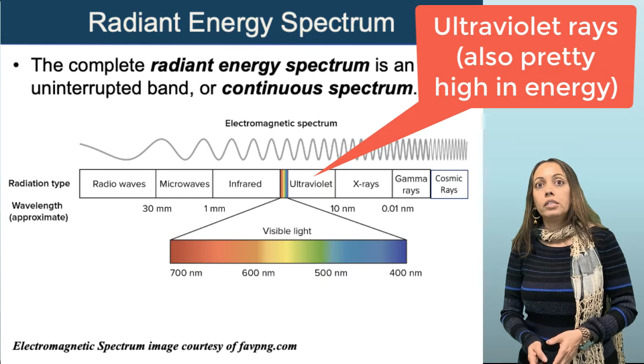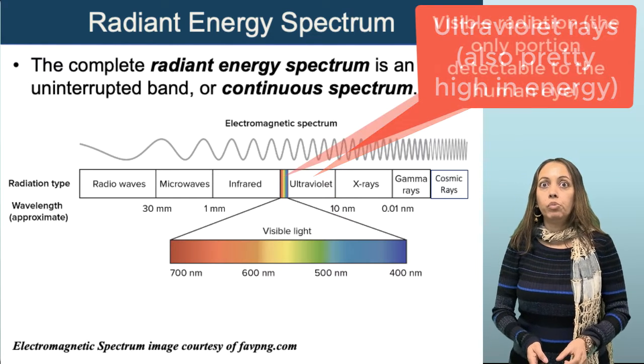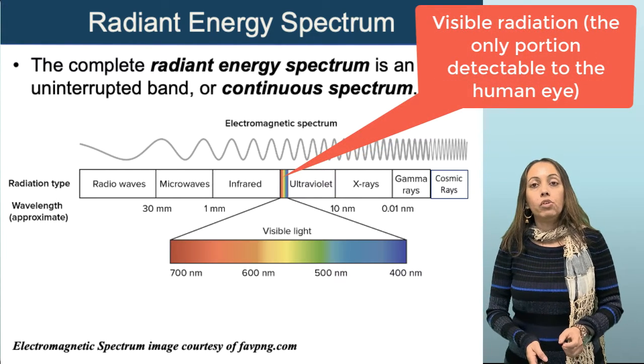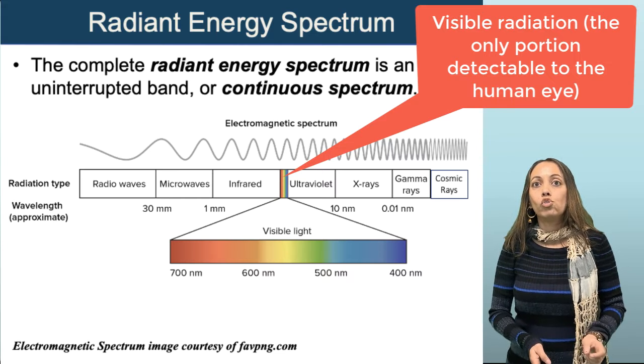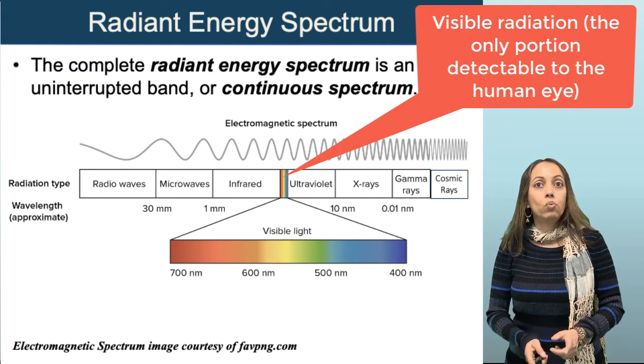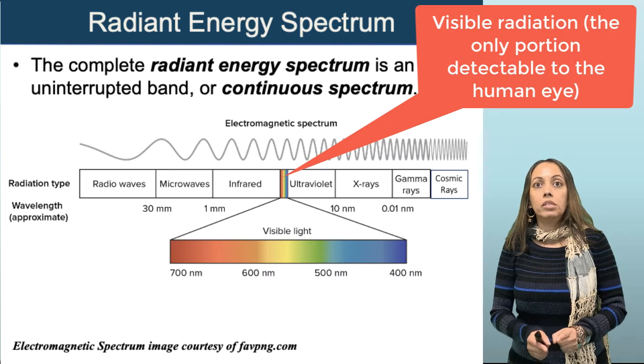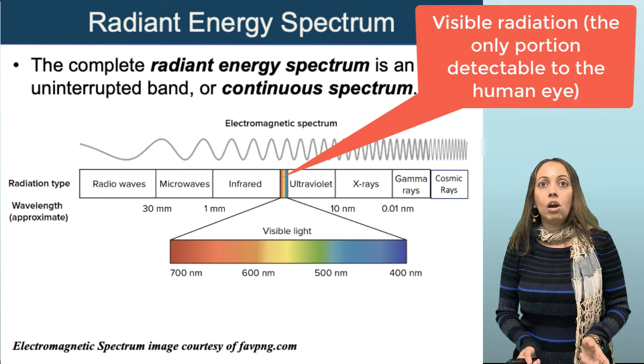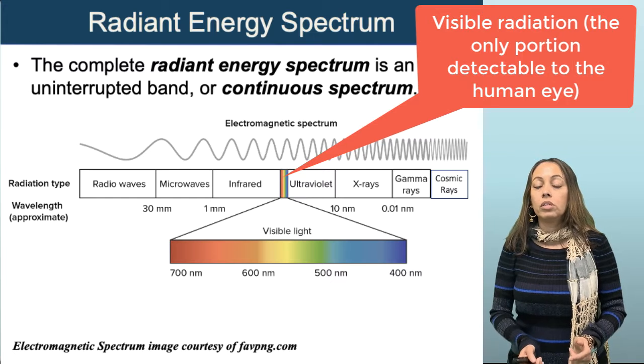Following the ultraviolet rays in the spectrum is the visible radiation. The visible radiation is a very small portion of the spectrum that excites the retina of the human eye. So we can see the colors in this region only. It doesn't mean the other kinds of light don't have colors. It's just the human eye cannot perceive those.